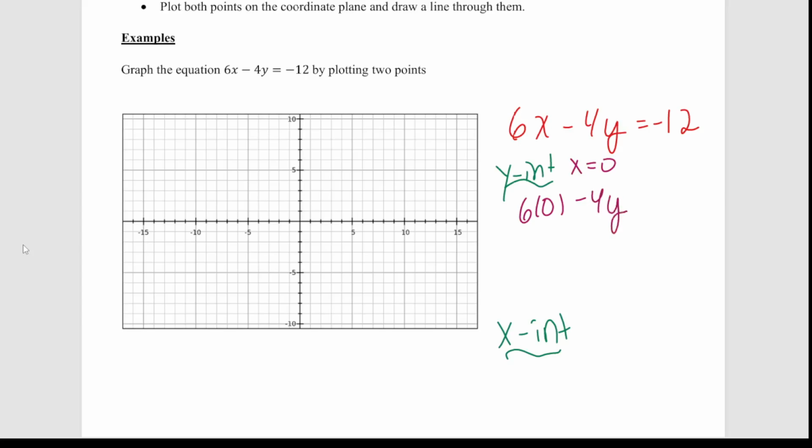If I plug in x is 0, 6 times 0 is just 0, and then my last step would be to undo multiplying by negative 4 by dividing both sides by negative 4. Negative 4 divided by negative 4 is 1. And I'm left with y is positive 3, since negative 12 divided by negative 4 is going to give me a positive. So we know we have a point at (0, 3).